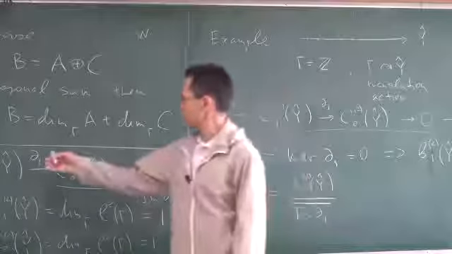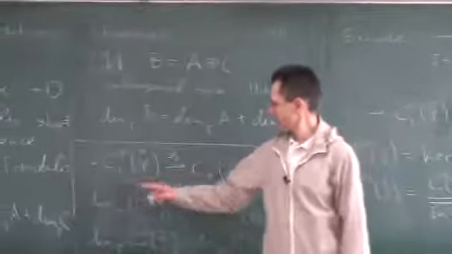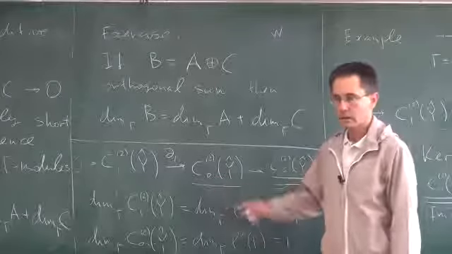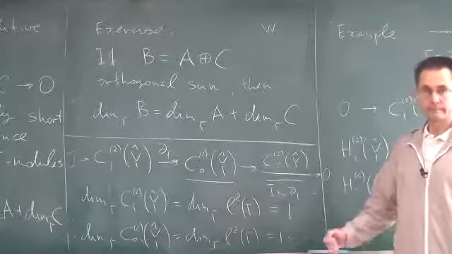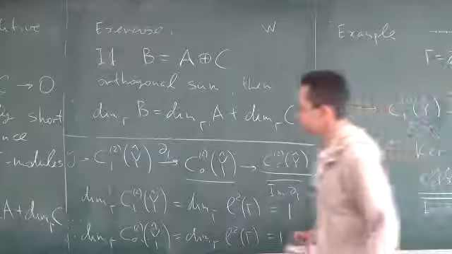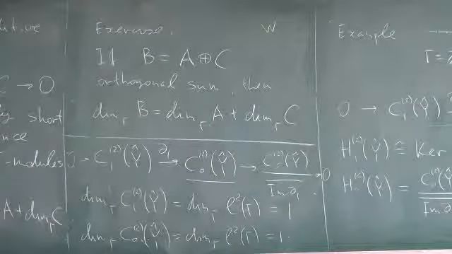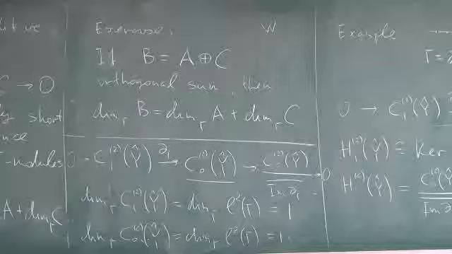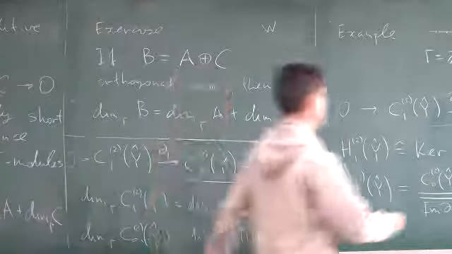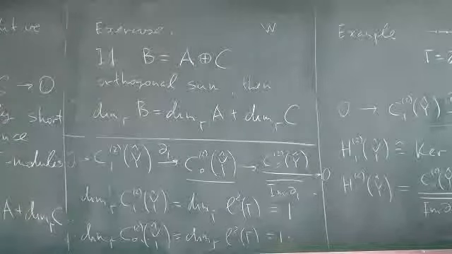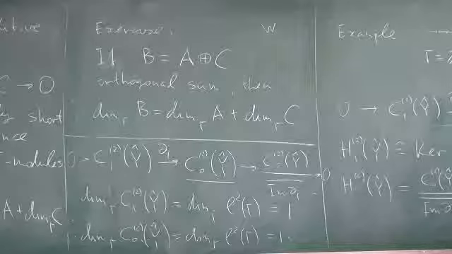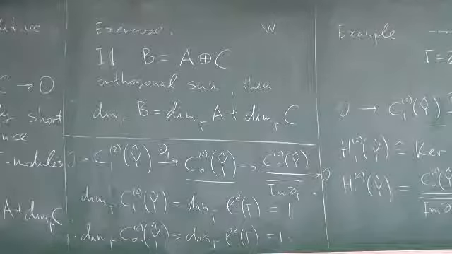Okay, we have a weakly short exact sequence. The dimension of this is 1. The dimension of this is 1. And then, what does it tell you about the dimension of this space? It should be 0. So then, the dimension of this is 0. Okay, if we know that the dimension is 0, what does it tell you about the space?